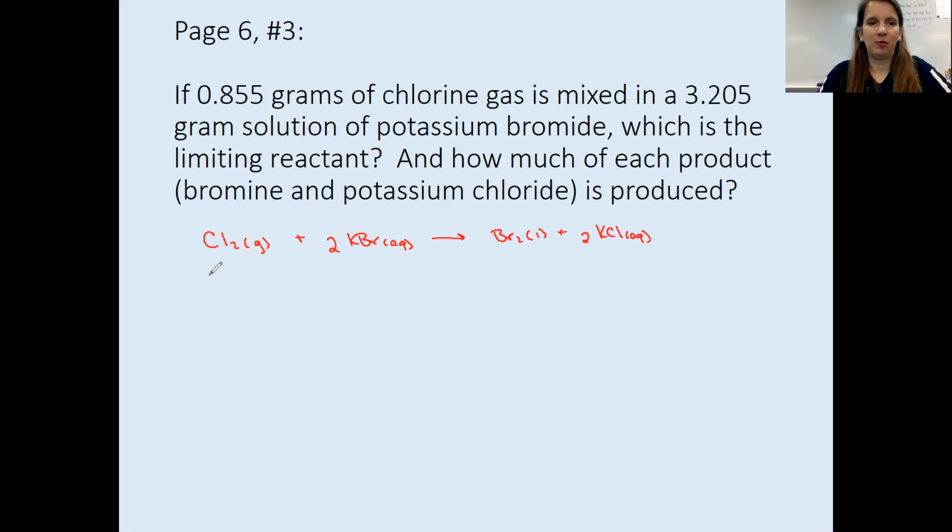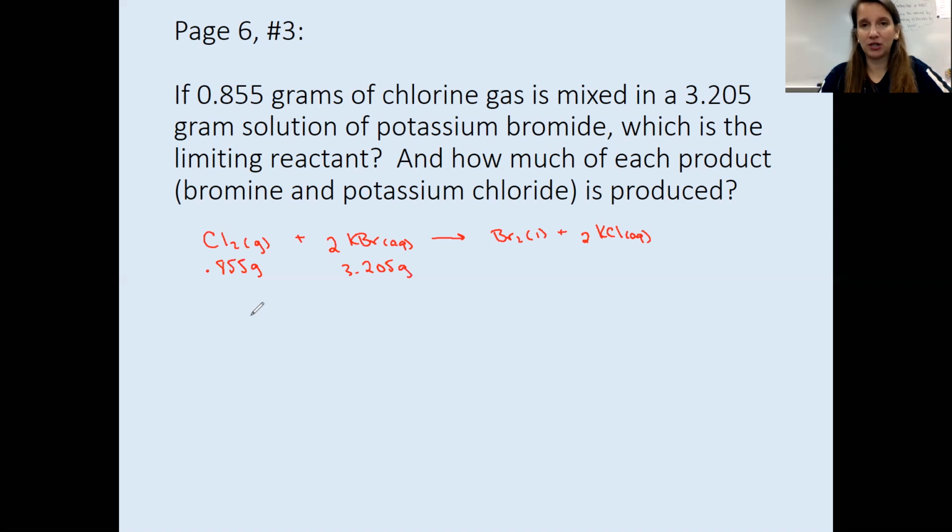We're starting with, I'm just going to write this here so I don't forget, 0.855 grams of Cl2, and we're starting with 3.205 grams of potassium bromide. So anytime you're given the starting amounts of both reactants, you're going to have to do a limiting reactant problem, which means we have to do 2 conversion factors going from each reactant to a product.